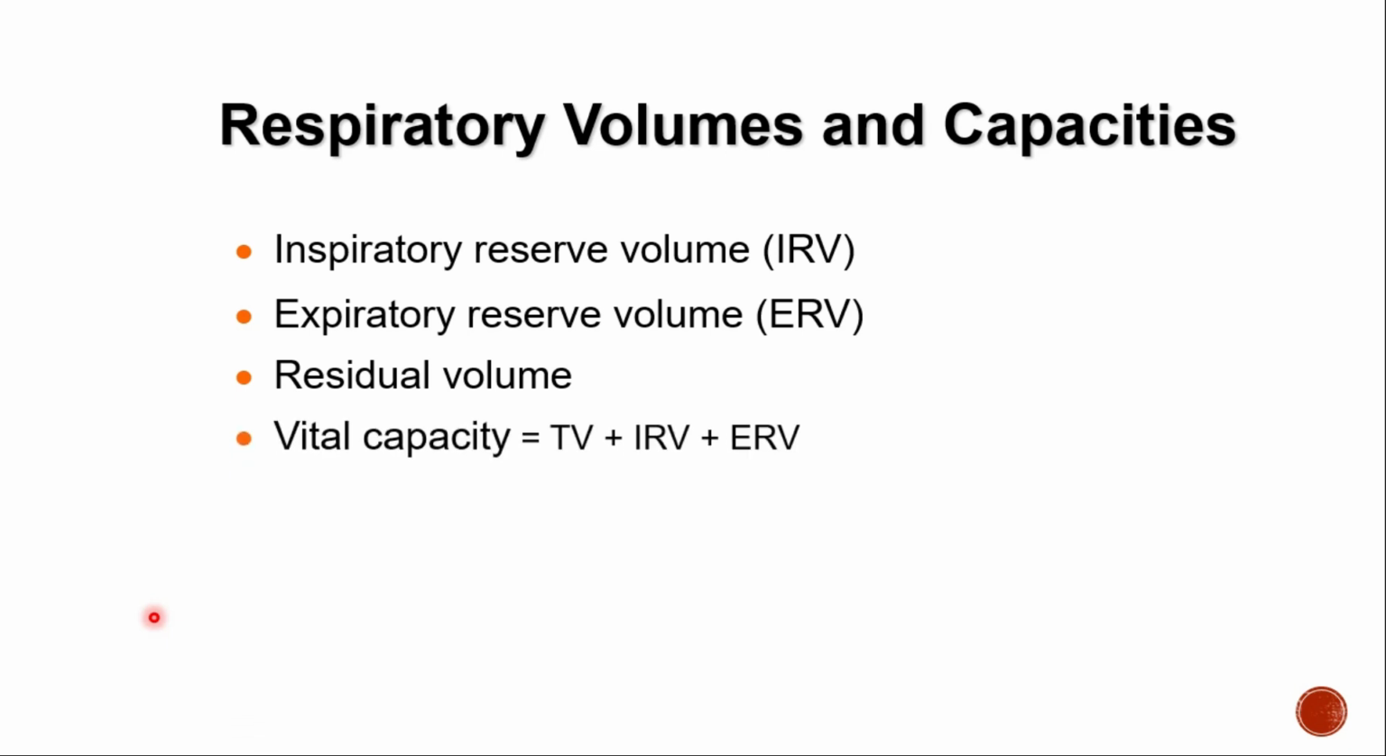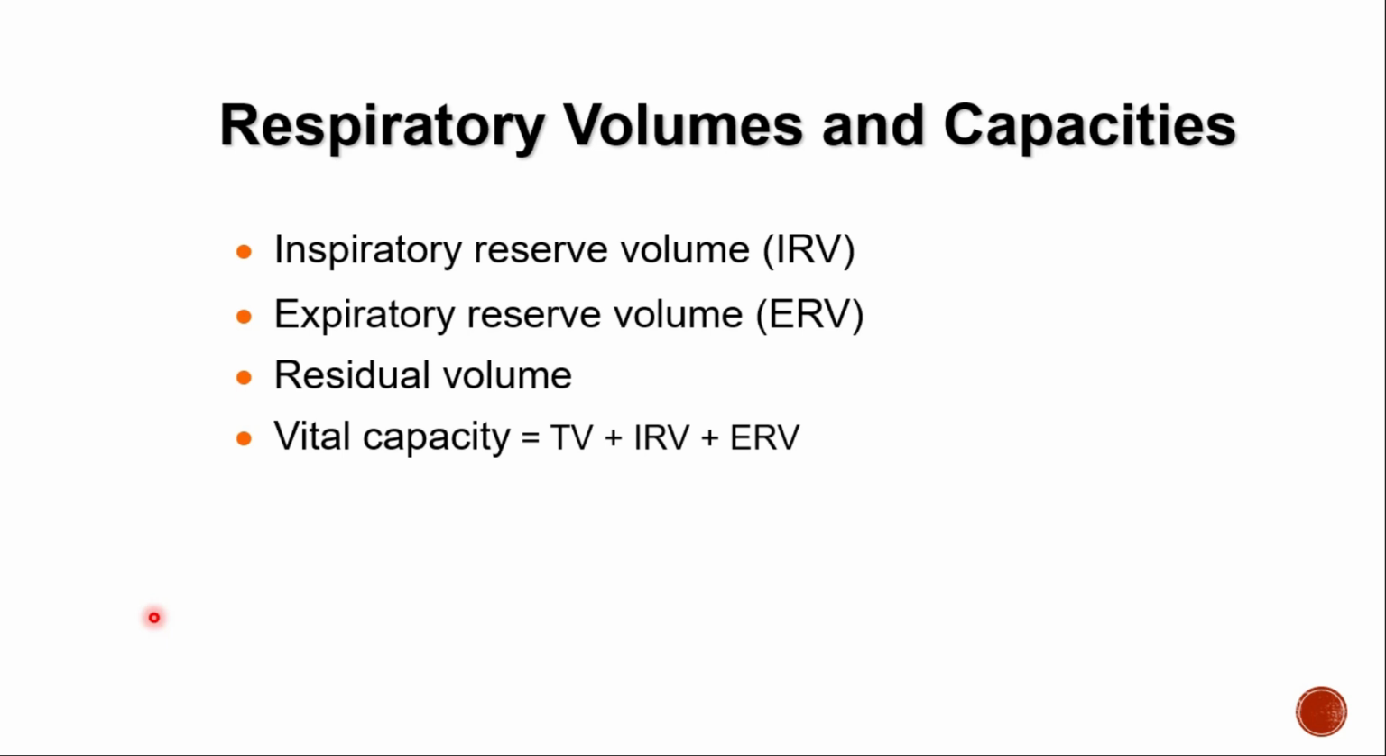Then comes vital capacity, the total amount of exchangeable air. So we can define vital capacity as TV, that is the tidal volume, plus IRV plus ERV. It is also known as dead space volume.